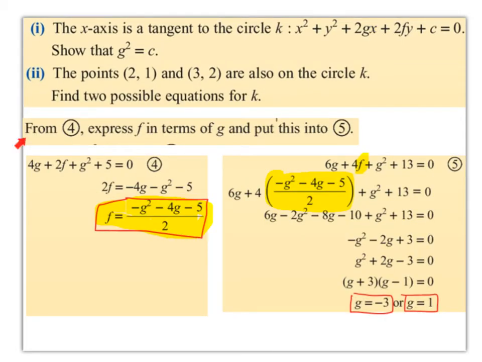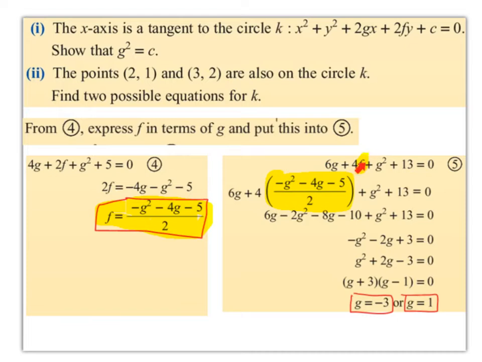So equation 4 is 4g plus 2f plus g squared plus 5 is equal to 0. So we're going to rearrange to get the f on its own. So we end up with 2f equals minus 4g minus g squared minus 5. So bringing these over the equal sign and changing the sign. And then dividing across by 2 to get the f on its own, we have f equals minus g squared minus 4g minus 5 all over 2.